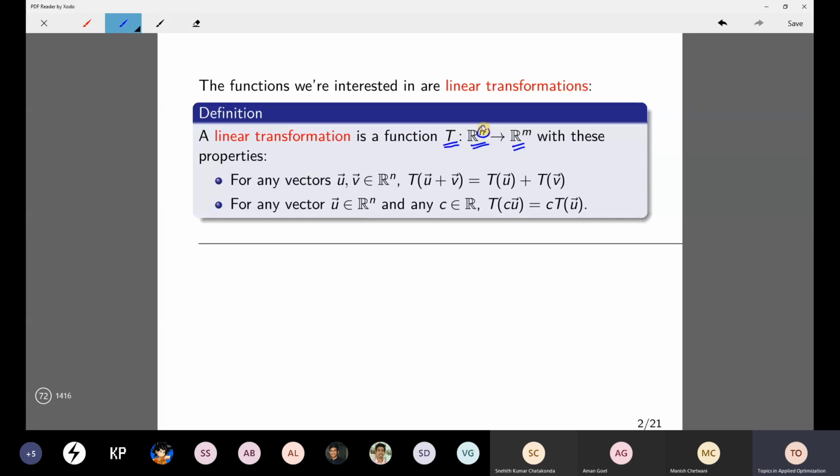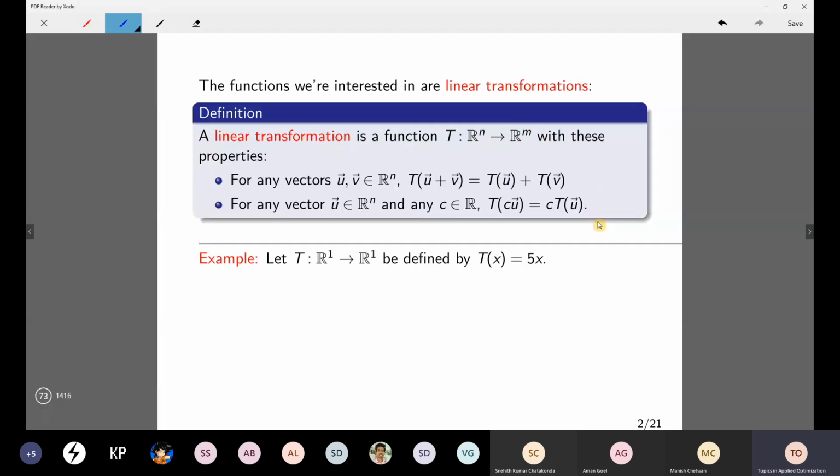You see these things are now generalized, so n and m can be large numbers. It's a function with additional properties: for any vectors u and v in Rn, T of u plus v is T of u plus T of v. And another thing it has to satisfy is that for any vector u in Rn and any scalar c, a real number, T of cu is c times T of u. You must remember these two things to identify whether a function is a linear transformation or not.